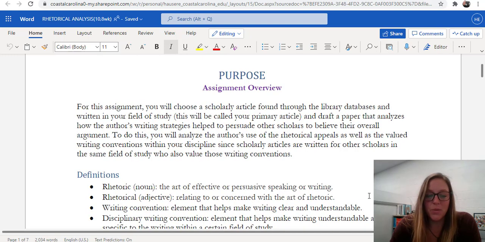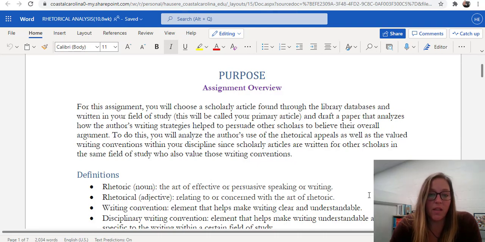For this assignment, you will choose a scholarly article found through the library databases and written in your field of study. This will be called your primary article. And draft a paper that analyzes how the author's writing strategies help to persuade other scholars to believe their overall argument. To do this, you will analyze the author's use of the rhetorical appeals, as well as the valued writing conventions within your discipline, since scholarly articles are often written for other scholars in the same field of study who also value those writing conventions.